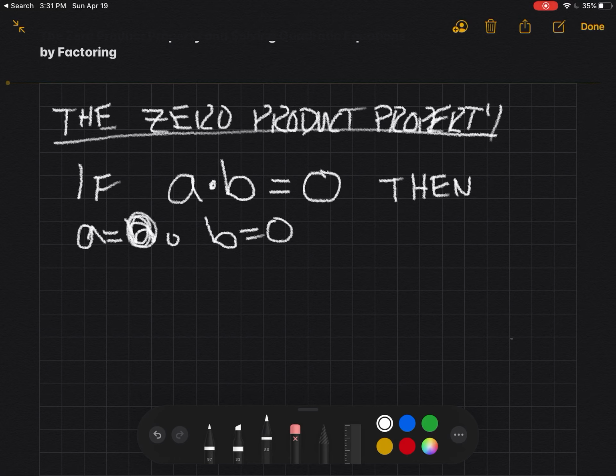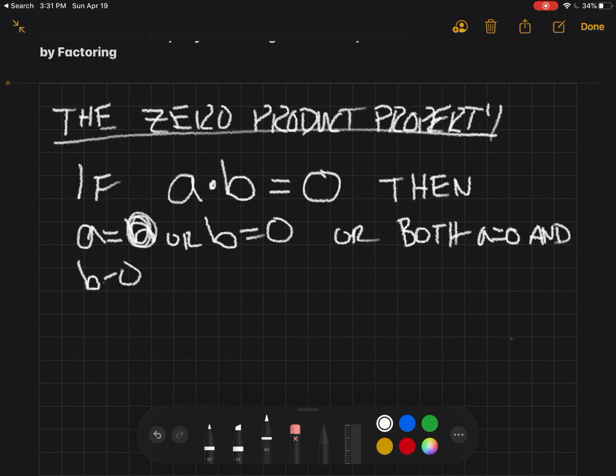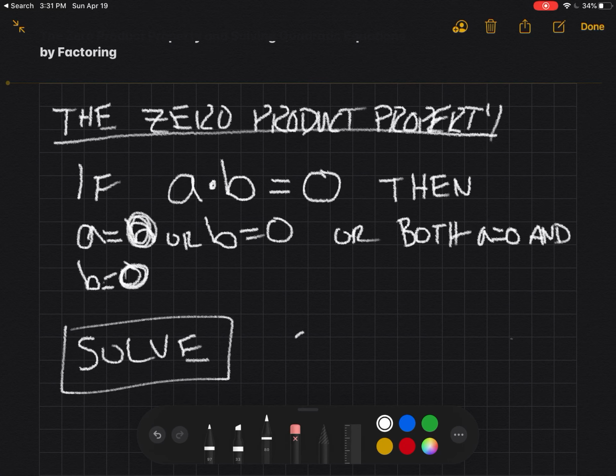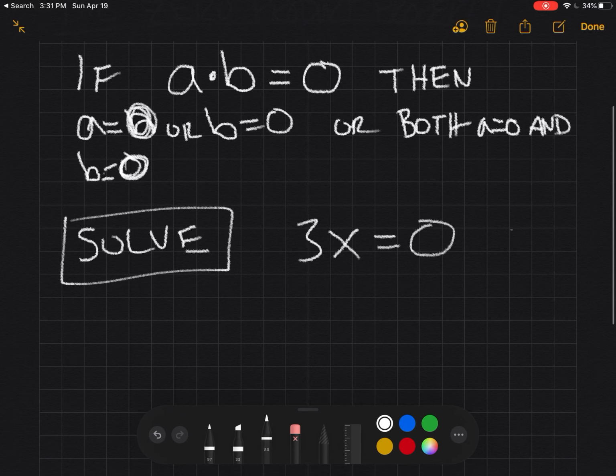So it says that if I have the product of two numbers, a times b, and when I multiply those two numbers together I get 0, then a is equal to 0, b is equal to 0, or both.